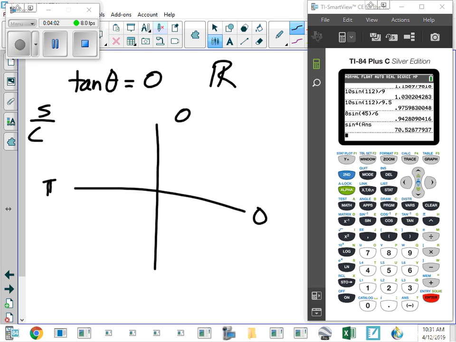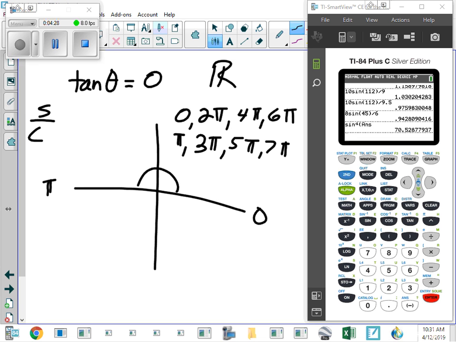What else coincides with 0 radians? Well, 2 pi, 4 pi, 6 pi, and so on. Okay. And then the other side is pi. What coincides with pi? 3 pi, 5 pi, 7 pi. And it's going to take me forever to write all those down. So instead of writing them all down, I'm going to create a formula that will build them.